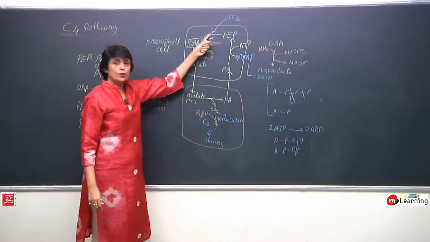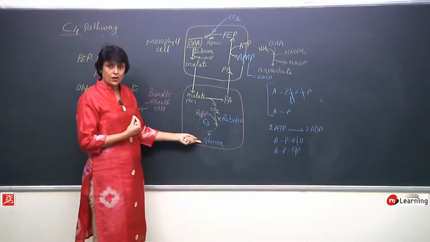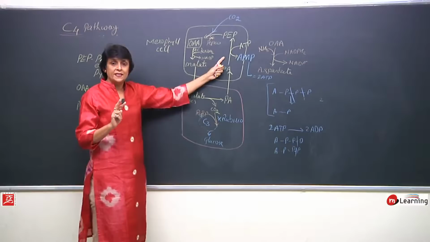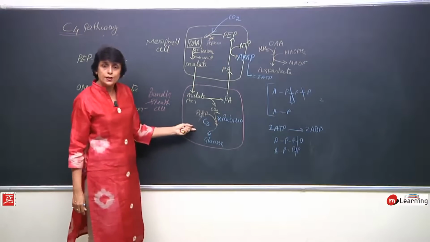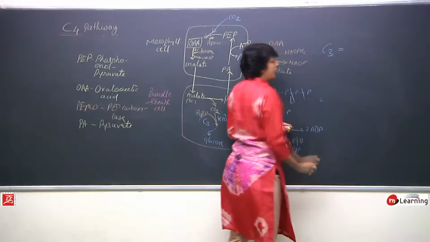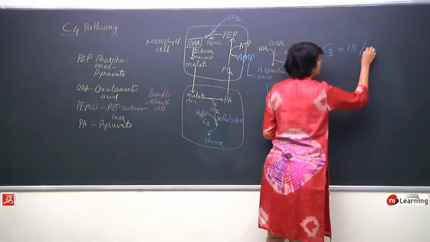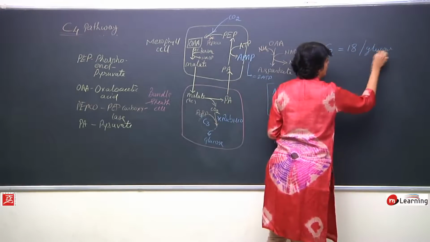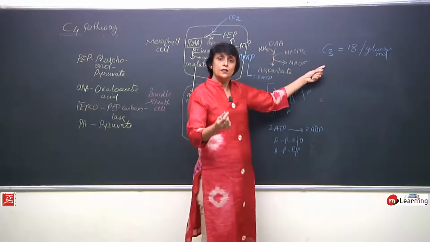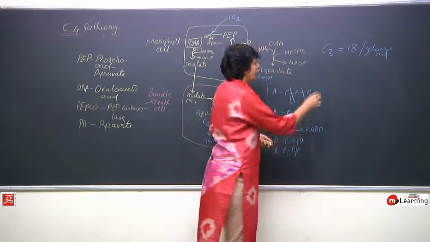So in order to convert carbon dioxide into glucose, that means 6 carbon dioxides are required. For every carbon, 2 extra ATPs are required. We have already discussed that in C3 cycle, the ATP required are 18 per glucose molecule. To synthesize one glucose molecule, that means to fix 6 carbons, 18 ATPs are required.